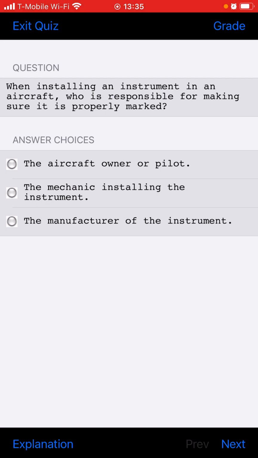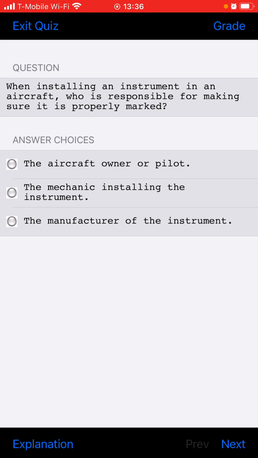Aircraft fuel system. Why do some aircraft have a fuel jettison system? To allow the crew to reduce the weight of the aircraft down to or below the maximum allowable landing weight.